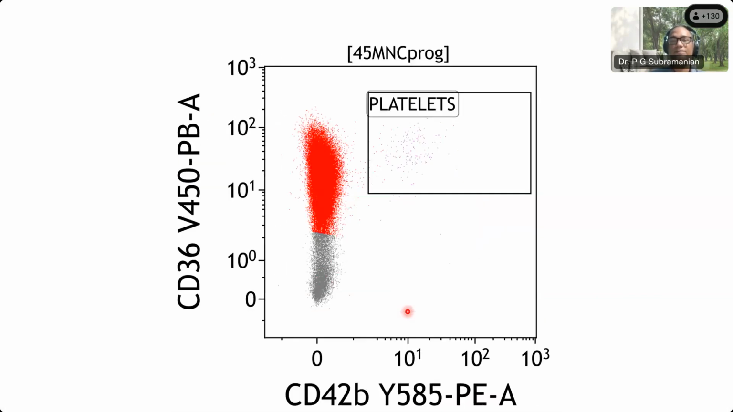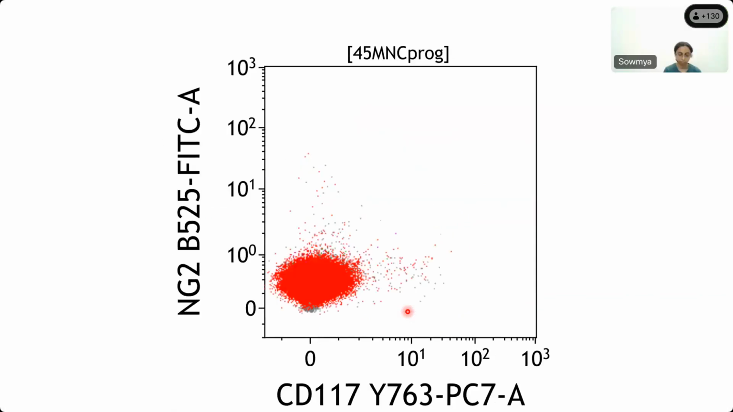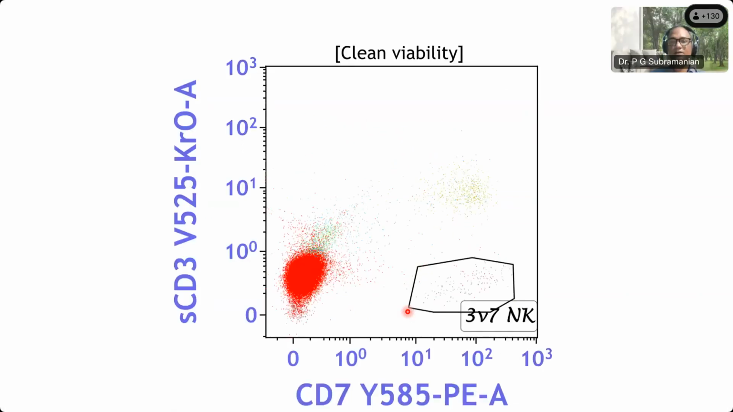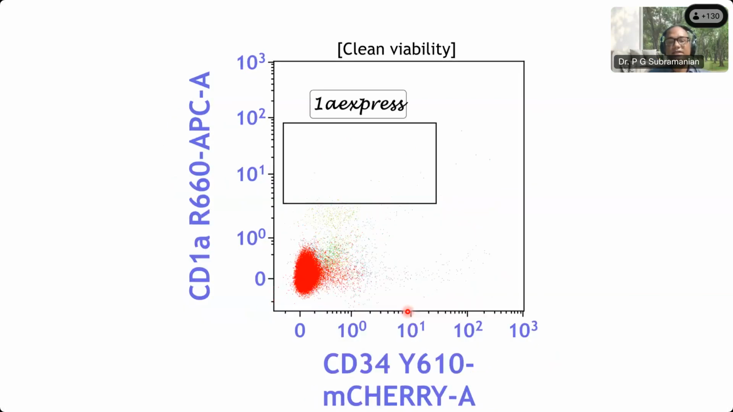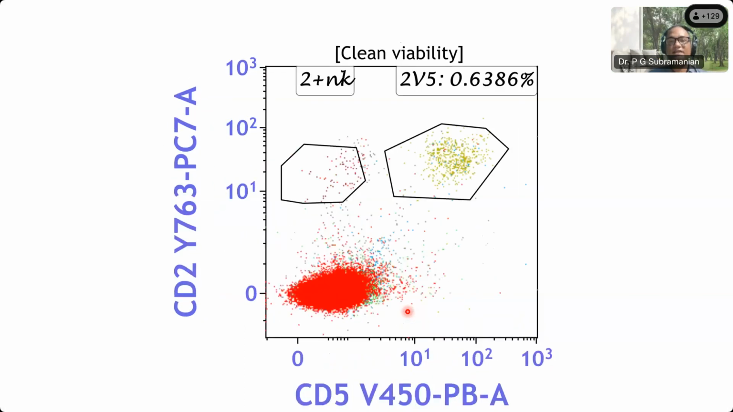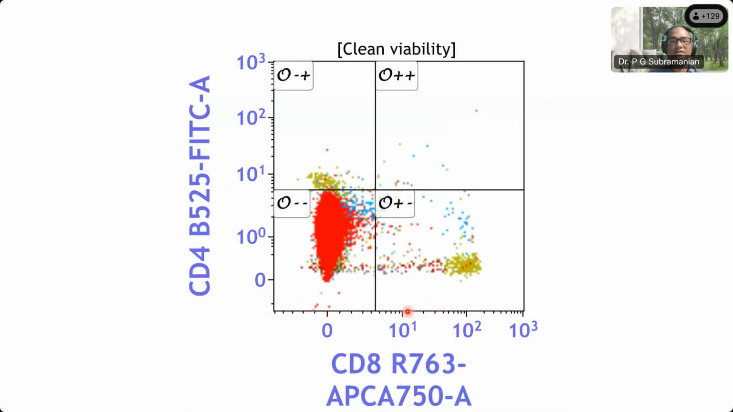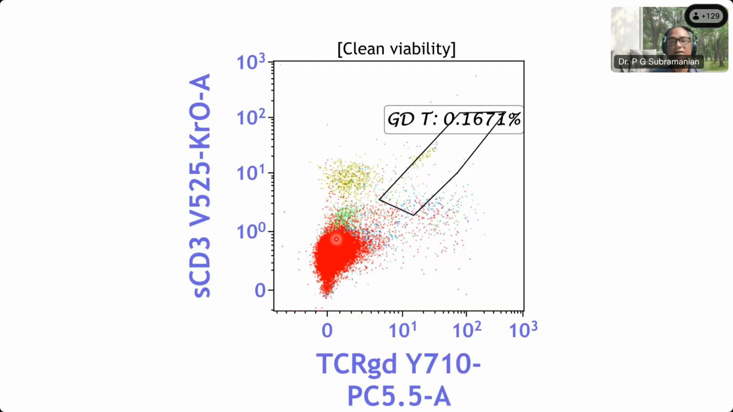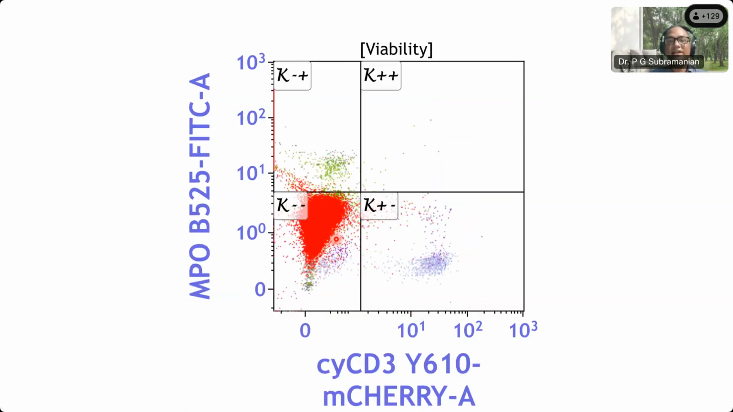45 is dim. 36 is there, no 42B, no NG2 here. CD3 is negative, 1A is negative, 2 and 5, the T cell markers, are negative. 4 is a little bit dim here, not totally negative. And your anti-MPO is nearly negative.